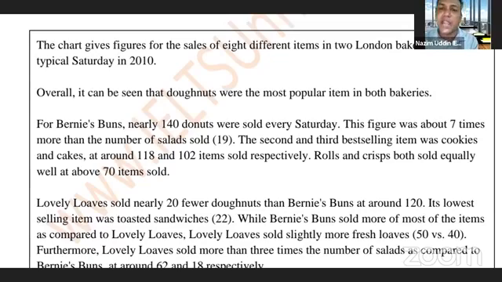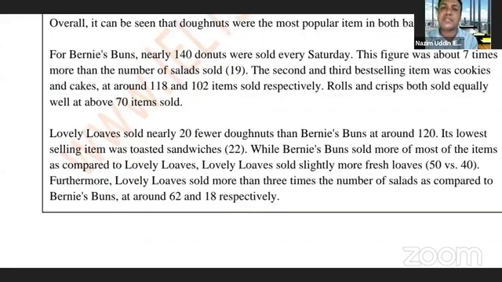Around 118 and 102 items sold respectively. Rolls and crepes both sold equally, at about 70 items. This is the second and third paragraph. What do they write? Lovely loaves. The first one, the third one was the buns, and the fourth one is lovely loaves.